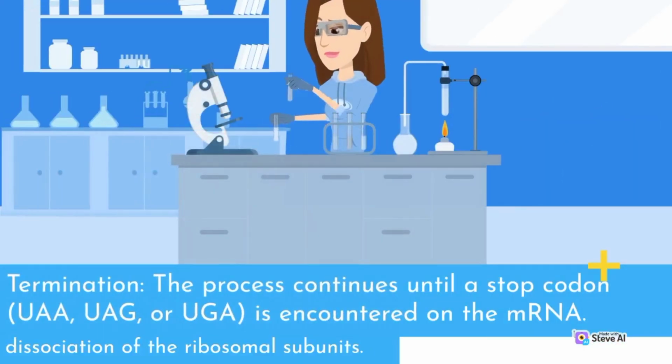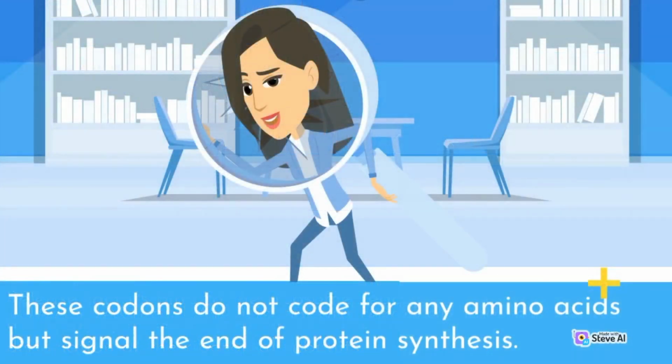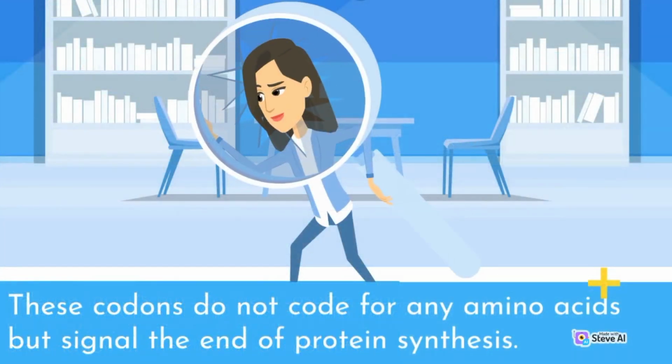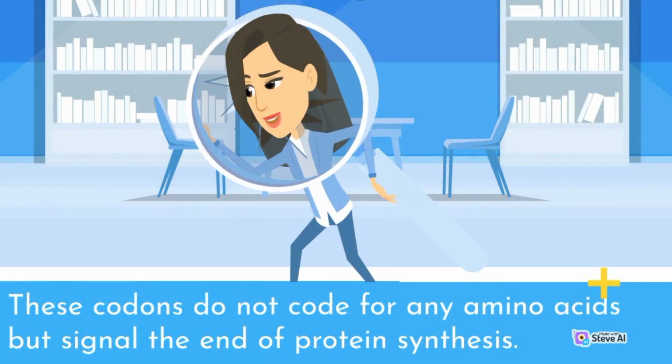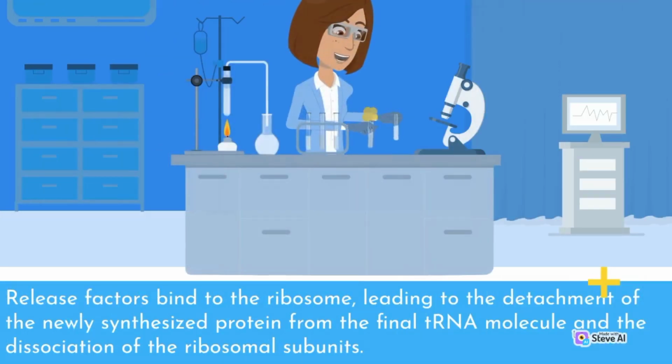Termination: the process continues until a stop codon, UAA, UAG, or UGA, is encountered on the mRNA. These codons do not code for any amino acids but signal the end of protein synthesis. Release factors bind to the ribosome, leading to the detachment of the newly synthesized protein from the final tRNA molecule and the dissociation of the ribosomal subunits.